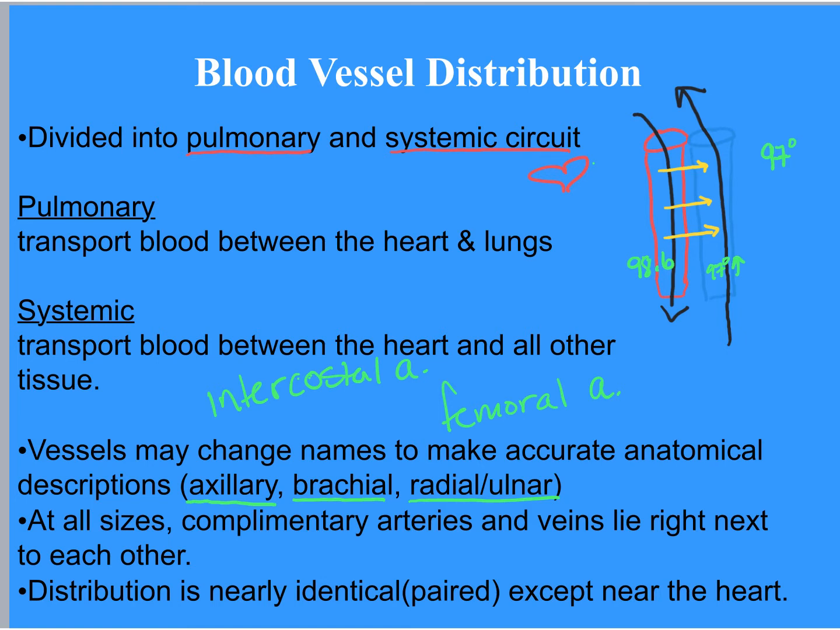So with these blood vessels, most of the blood vessels are paired, meaning you have a left axillary artery and a right axillary artery, or a left femoral vein and a right femoral vein. And the exception is immediately near the heart. So for instance, you don't have a left aorta and a right aorta. There isn't a right pulmonary trunk or a left pulmonary trunk, or a right superior vena cava and a left superior vena cava. Immediately at the heart, those vessels are not paired.